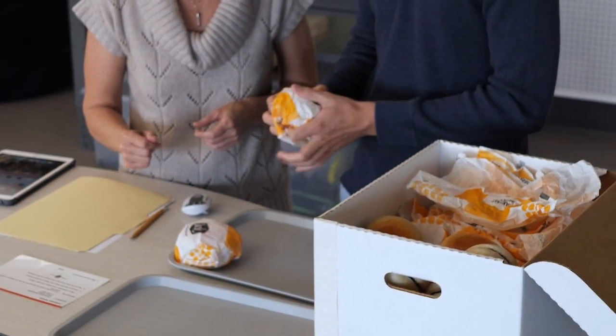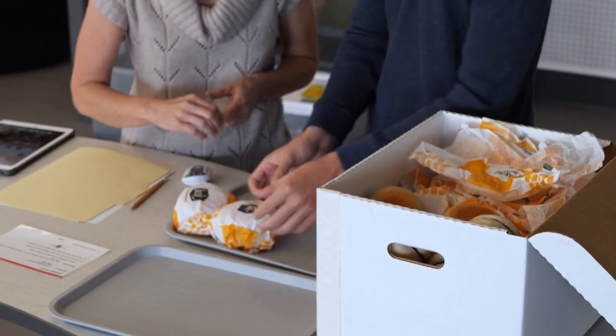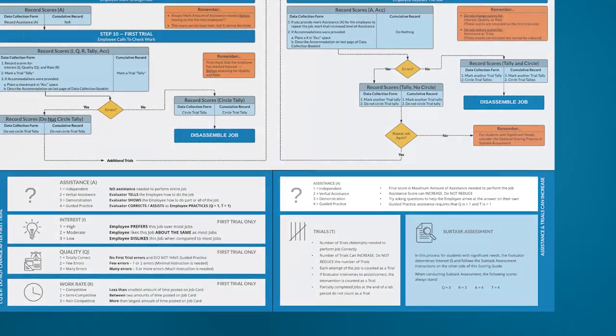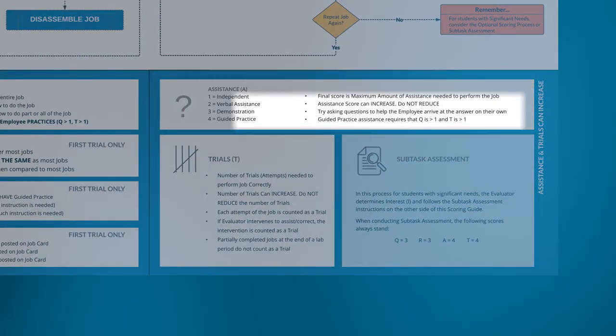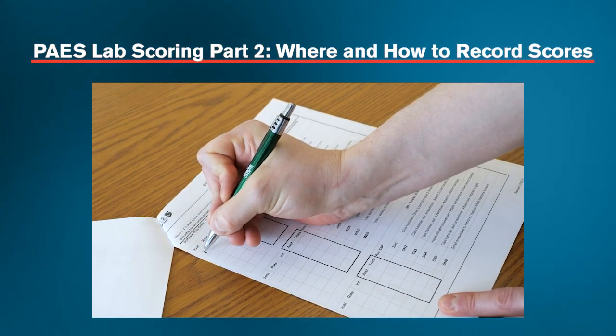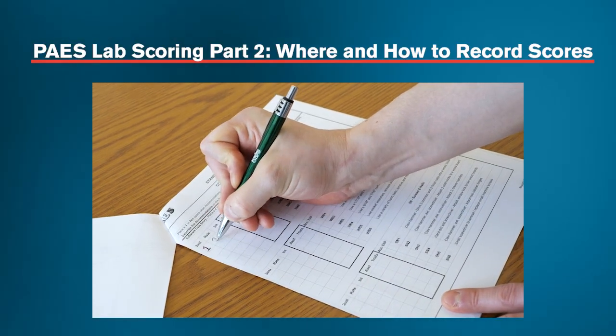Guided practice is rarely given to an employee before they make a first attempt. However, if you do give a guided practice before a first attempt, it counts as both a trial and an error and will affect quality and number of trial scores. We will go deeper into guided practice and how it affects other scores in video 5, PAES Scoring Part 2.